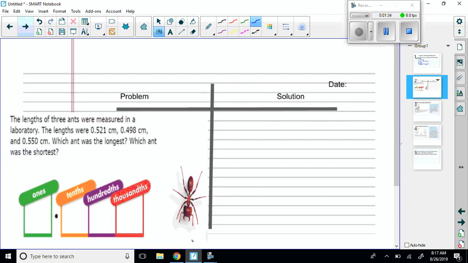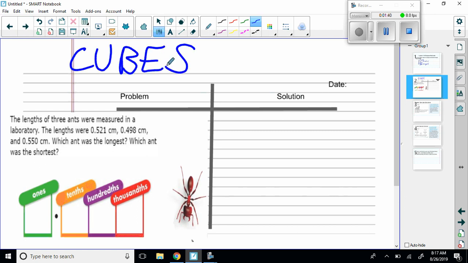So here's our solve and share problem. You do not have any vocabulary. We're going to go through cubes. Remember, for every problem solving that you come across, cubes is a great way to help you.